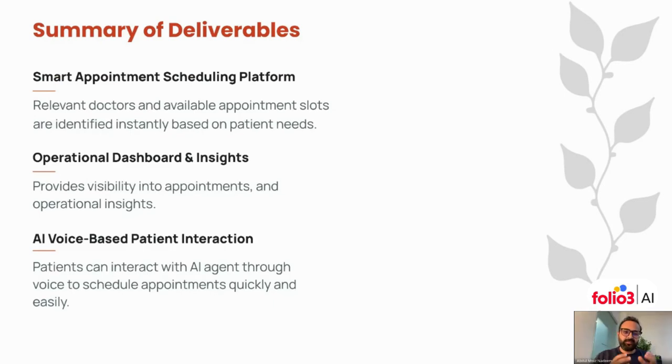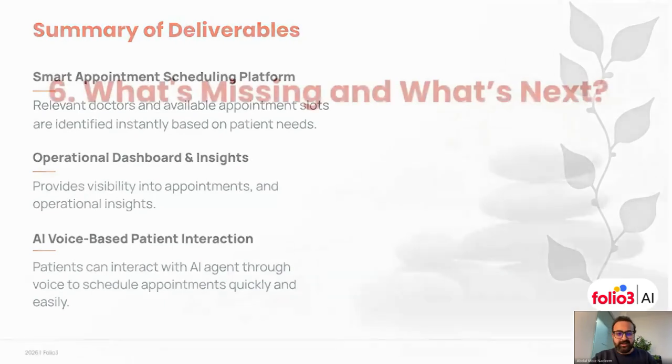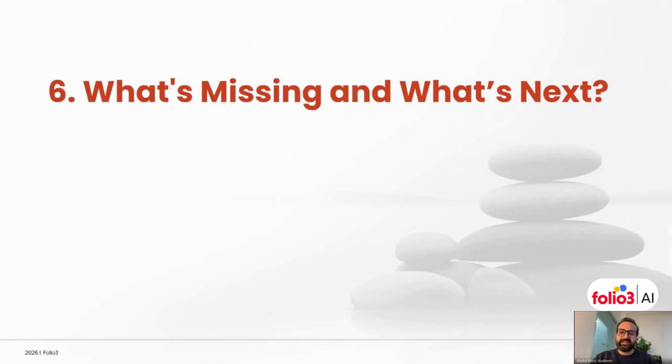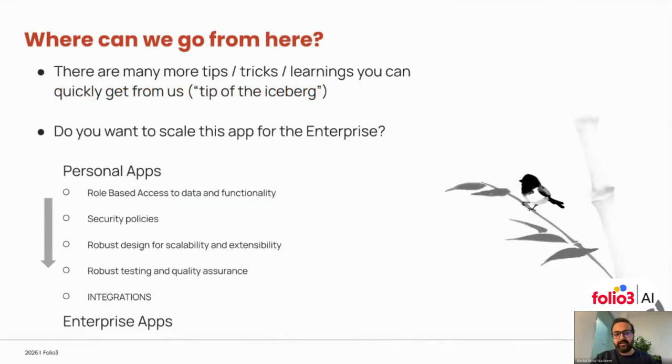All right, guys. So, here's the summary of what we built. We built a smart appointment scheduling application, which was surprising to build within 9 minutes. It has an operational dashboard and insights. And then we had a live demo of an AI voice assistant with a conversational agent. So what's missing and what's next? Where we go from here is, this is just the tip of the iceberg.